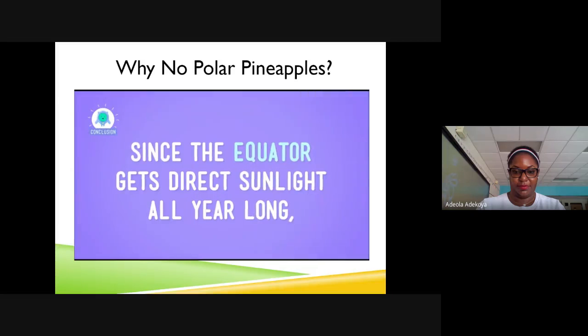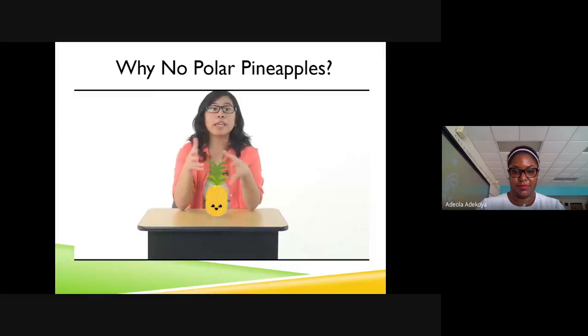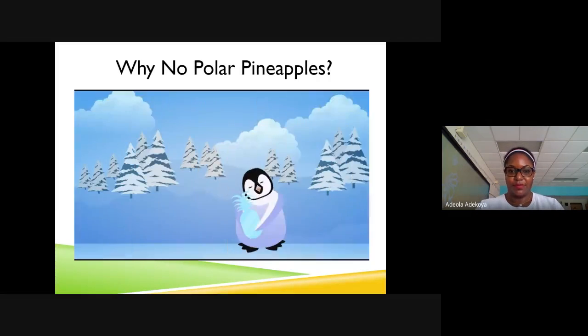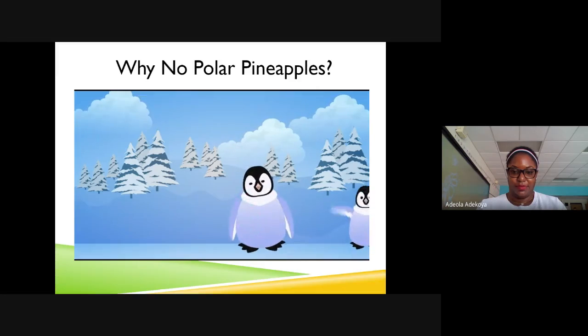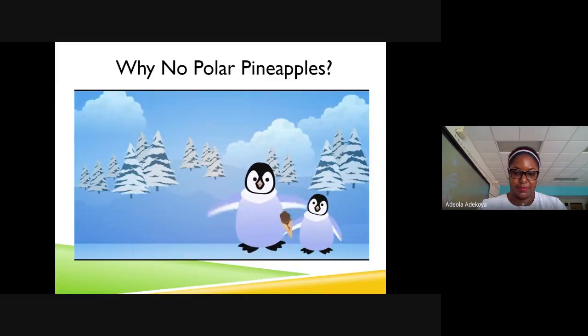Since the equator gets direct sunlight all year long, it has warm temperatures all year long. So picky plants like pineapples, which take a long time and a lot of energy to produce that yummy fruit, are able to grow there. But pineapples at the poles? Nope. There's just not enough energy from the sunlight there to give the plant what it needs to survive.